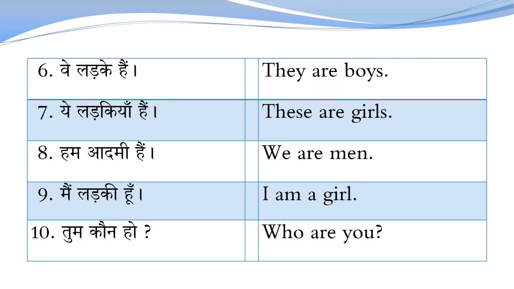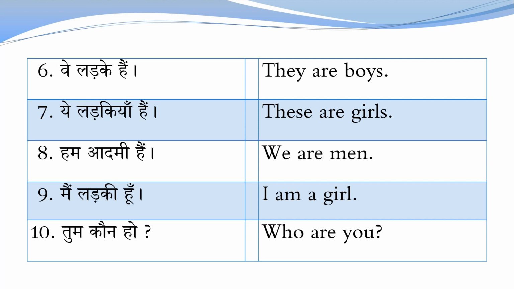The answers to the next 5 questions. Ve ladke hain. Ve means they. Ladke, boys. The plural form of ladka. Hain can be translated to are. So, they are boys. Ye ladkiyan hain. Ye means these. Ladkiyan, girls. The plural form of ladki. Hain can be translated to are. Ye ladkiyan hain. These are girls.